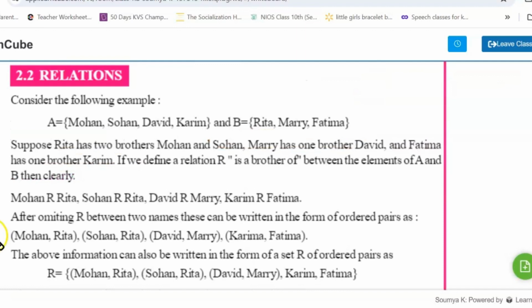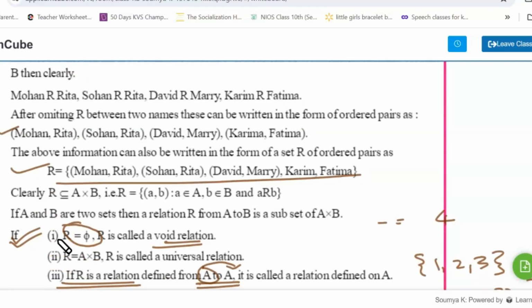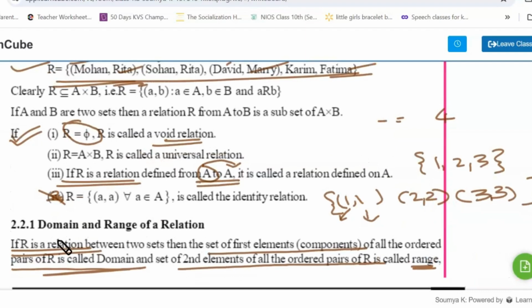Let's see an example here. Set A has 4 elements: Mohan, Sohan, David, Karim. Set B has Rita, Mary and Fatima. So if you talk about the ordered pairs, the relations, here you can see these are the ordered pairs that are in the relation. So this way, Mohan, Sohan, David, Karim would be defined as the domain, and range will be the second elements, that is Rita, Mary and Fatima. That is what is discussed here.